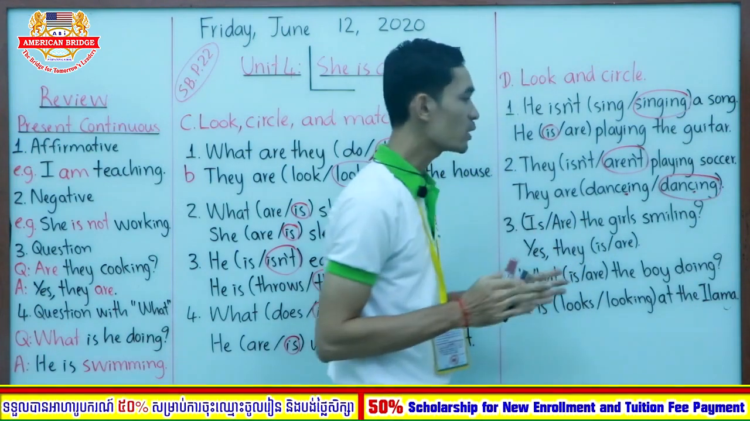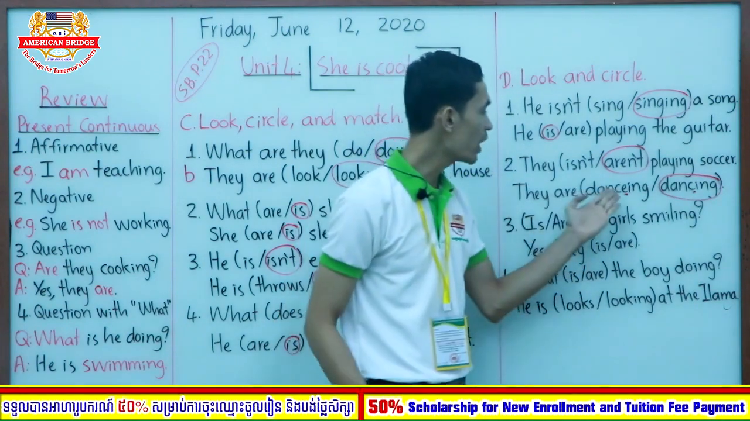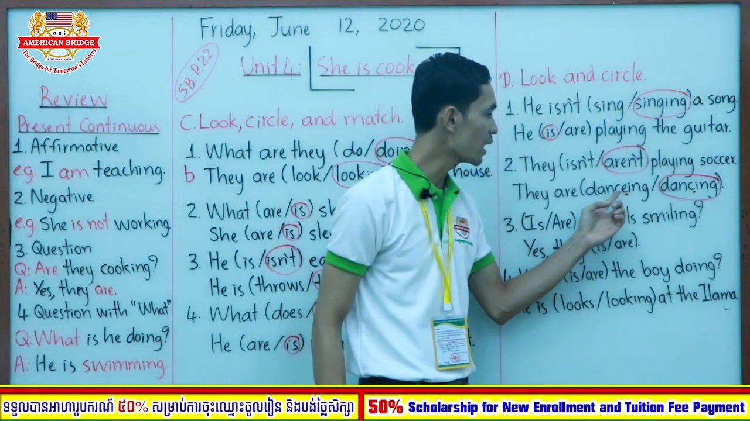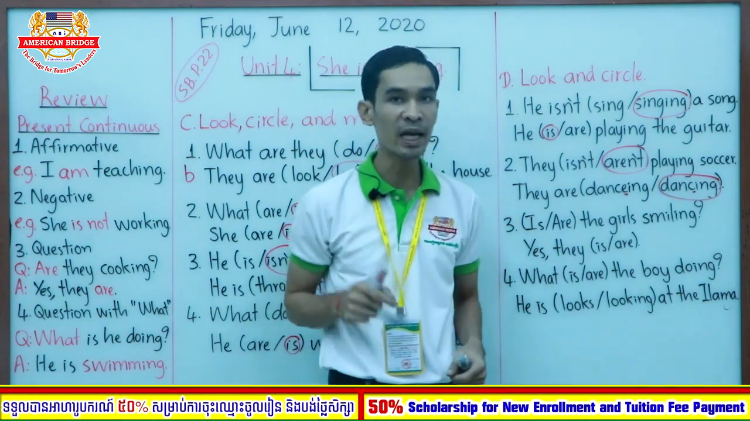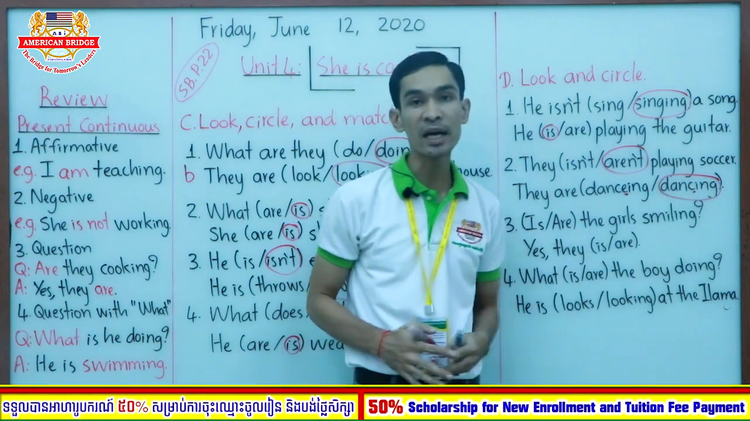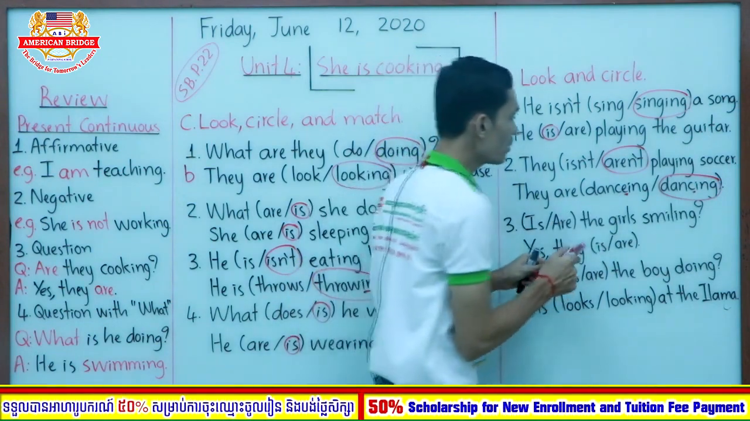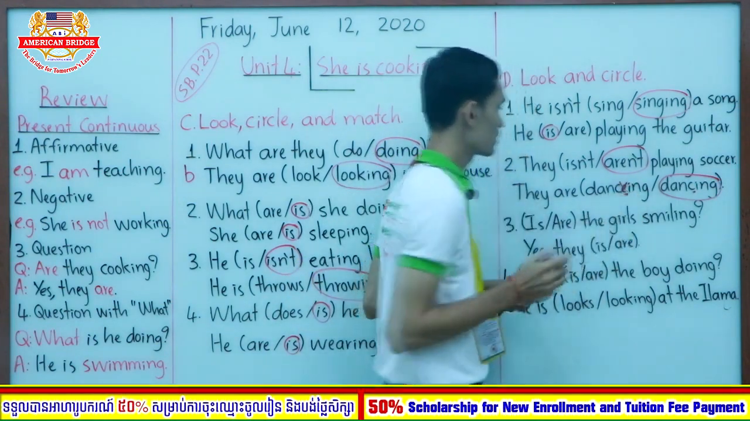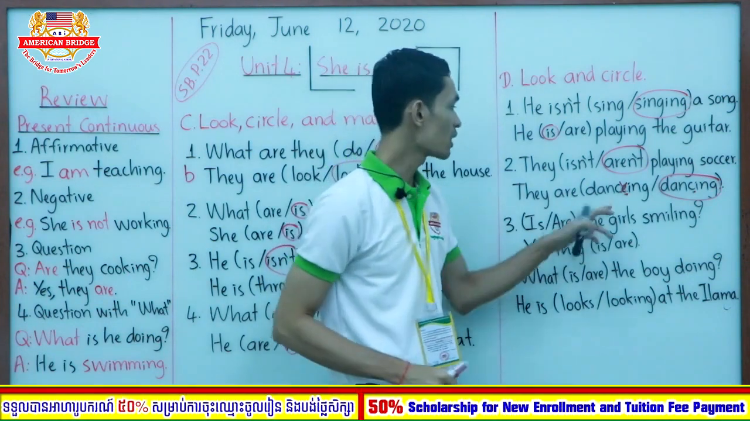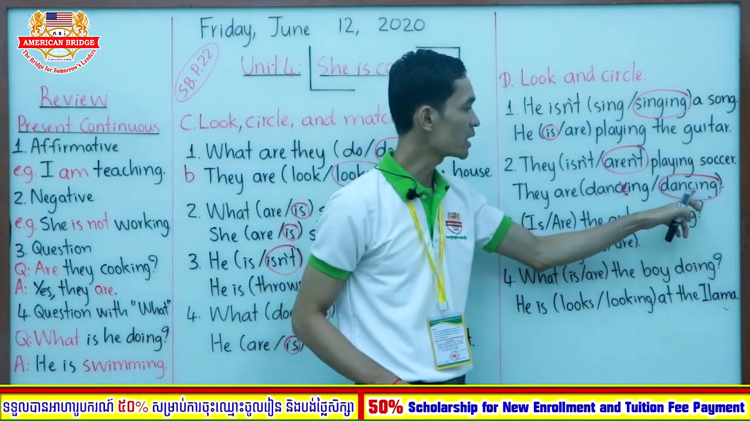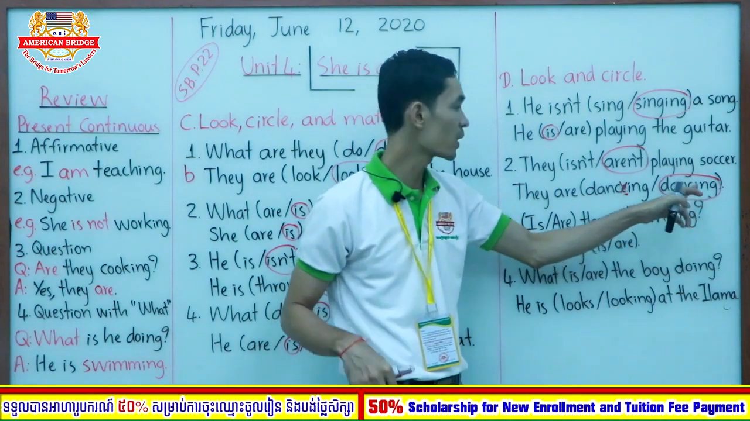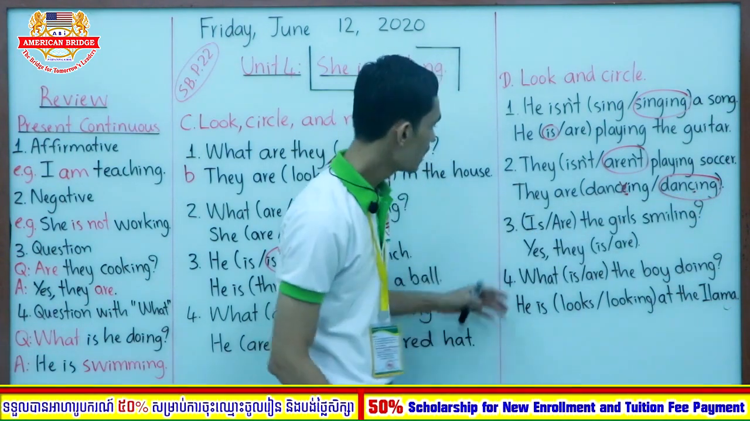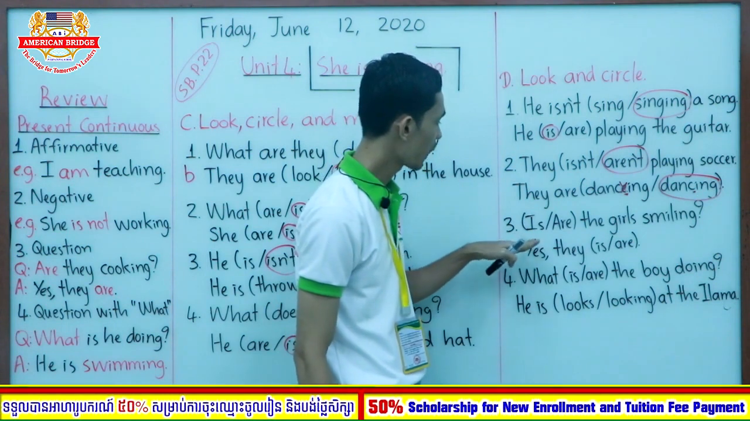Because when you add ing, when the word finish in letter E, consonant plus E, so you have to delete E and then you add ing. So this one, yeah, you have E is wrong. So you delete E and then you add ing, like this one is correct. Dancing, you see, you delete E already, right? Dancing. Okay, how about number 3?